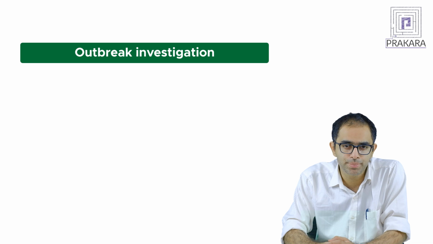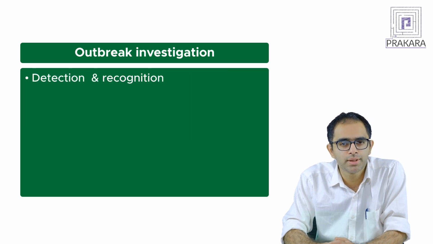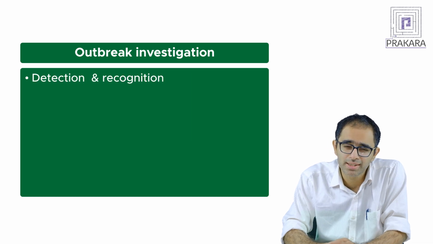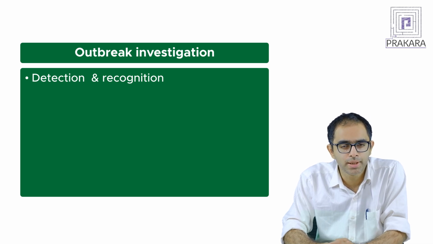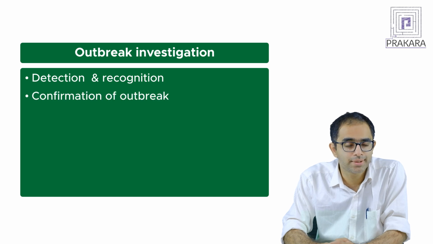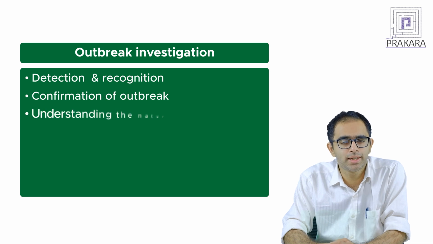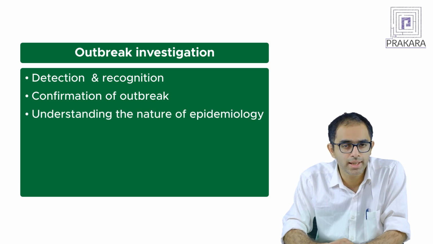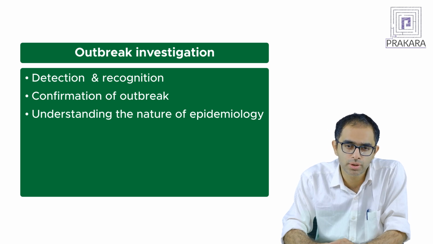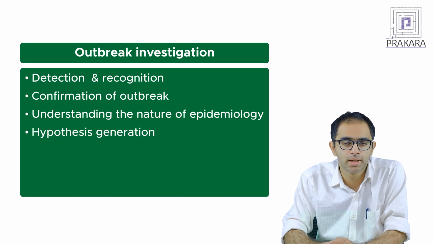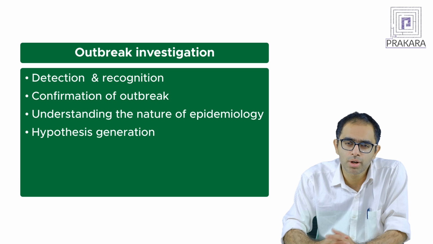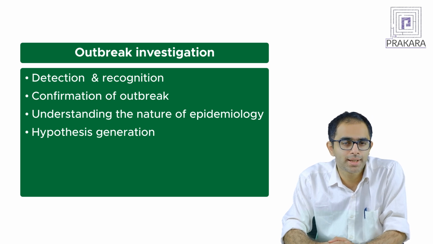It has multiple steps. The first is detection and recognition of what is causing the outbreak and what the disease is. The next step is confirming the outbreak, confirming the disease, and defining the case in point. The third is to understand the descriptive nature of epidemiology involving the agent, host, and disease. Next comes hypothesis generation, trying to understand what is leading to the outbreak and what can be done about it.